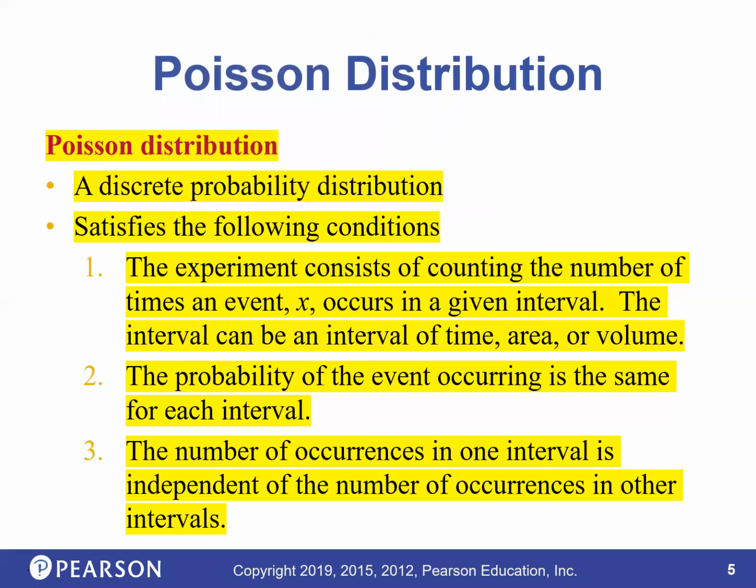So these are the conditions we have to meet, and then we'll get the formula on the next page. As you guys are writing stuff down, go for it here. So discrete probability distribution, yes. The experiment consists of counting the number of times an event X occurs in an interval. The interval can be an interval of time, area, or volume. Same in every event.